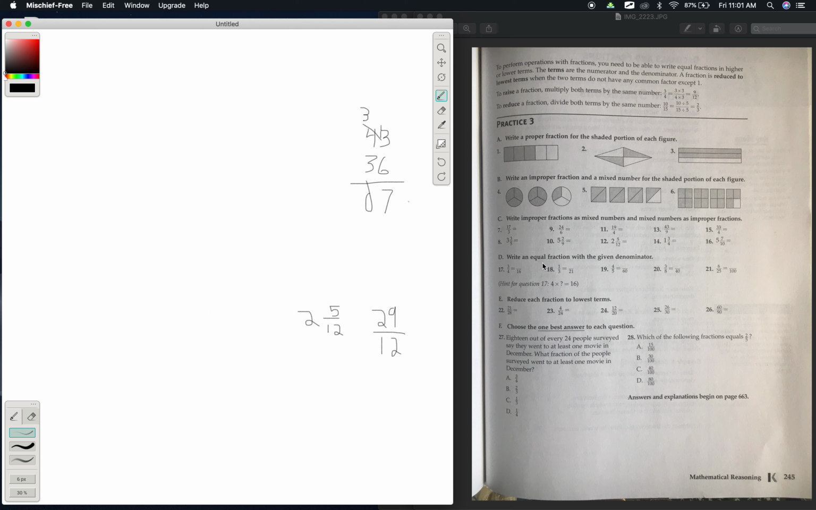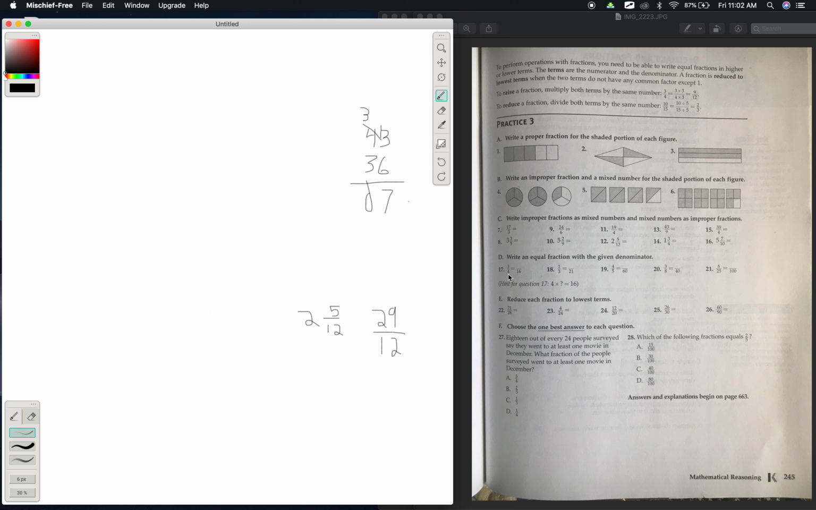let's do this. Write an equal fraction with the given denominators. Okay, so for example here, basically what you're trying to do is increase this fraction. So you're trying to write 3/4 as a larger number, okay? Nevertheless, just because it's larger, they'll still equal the same amount, okay?